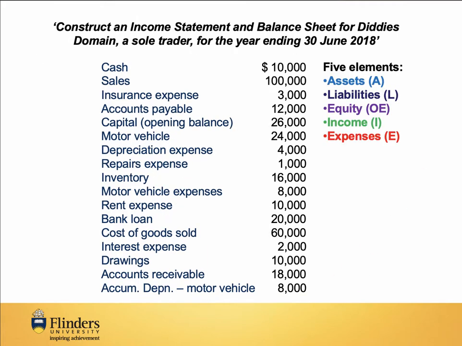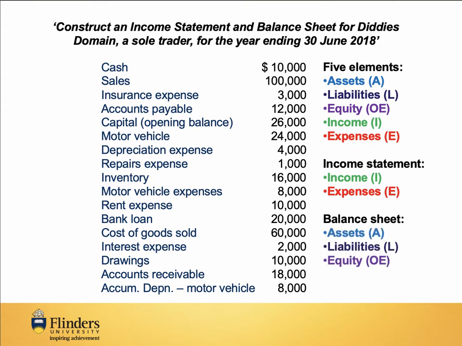So let's categorize all of these accounts into the various categories. So assets, liabilities, equity, income, and expenses accounts. For the income statement, we need incomes minus the expenses. And for the balance sheet, we need the other three, so assets, liabilities, and owner's equity. So let's have a look at each and see if we know what each account is.